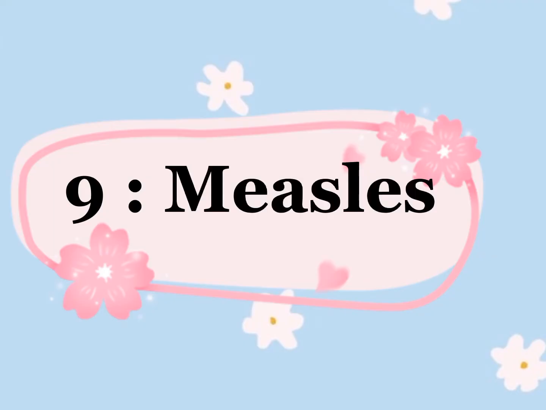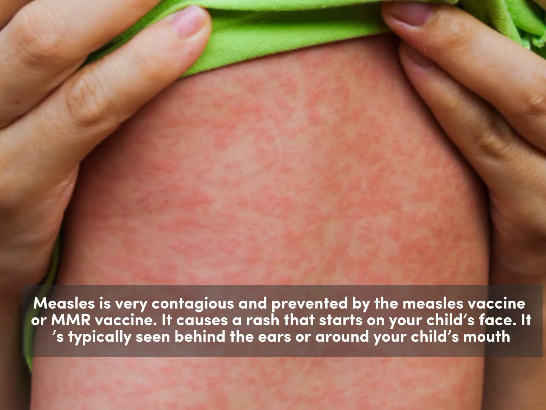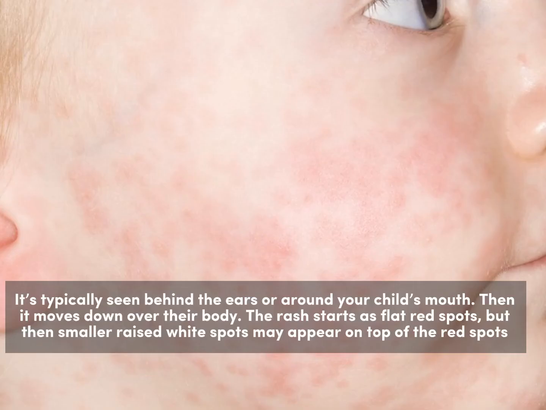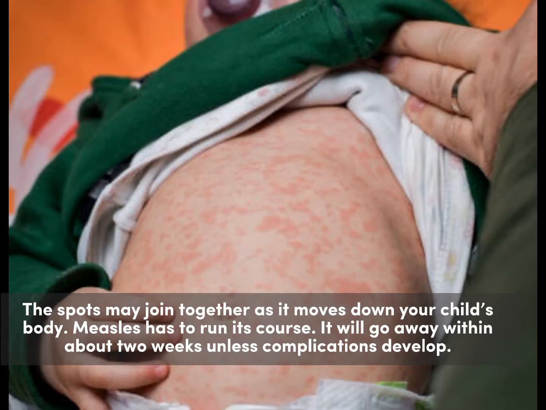9. Measles. Measles is very contagious and prevented by the measles vaccine or MMR vaccine. It causes a rash that starts on your child's face. It's typically seen behind the ears or around your child's mouth. Then it moves down over their body. The rash starts as flat red spots, but then smaller raised white spots may appear on top of the red spots. The spots may join together as it moves down your child's body. Measles has to run its course. It will go away within about 2 weeks unless complications develop.